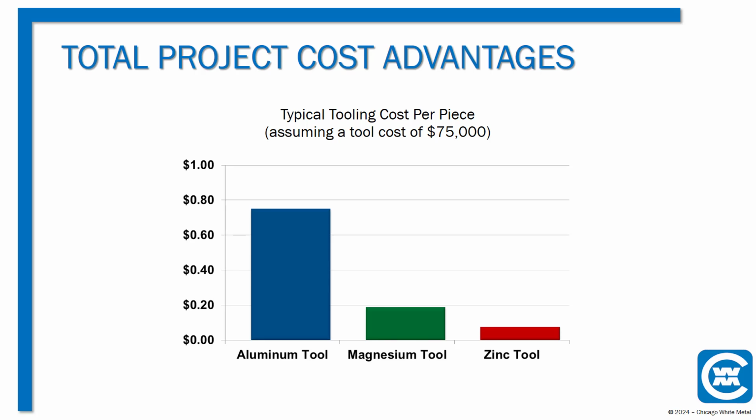Zinc is even easier on tool steel than the other two, and we usually say that's a million shots on a zinc tool before needing some refurbishment. So again, an even better cost payback when looking at zinc.